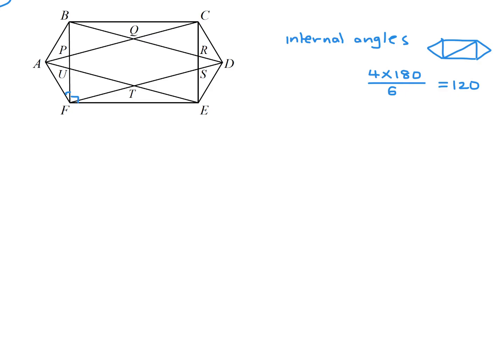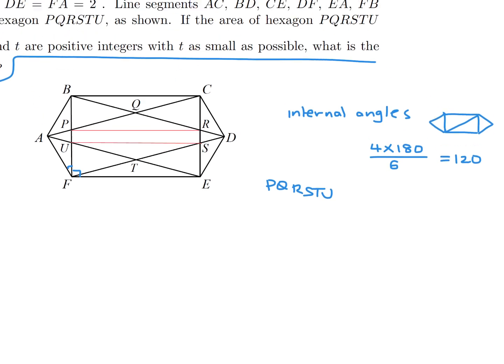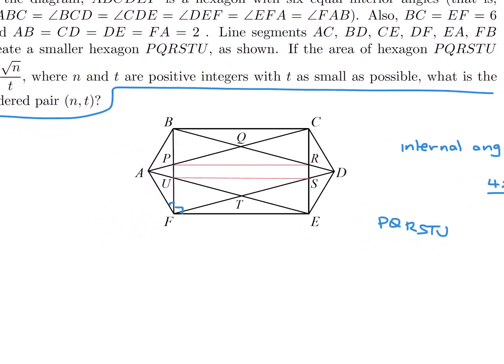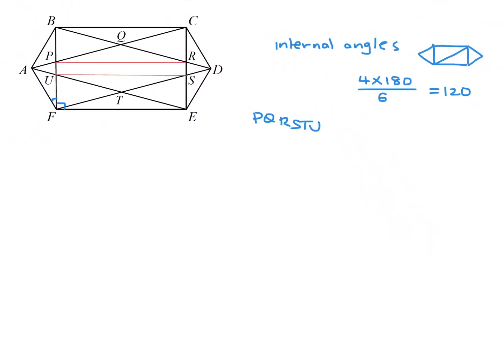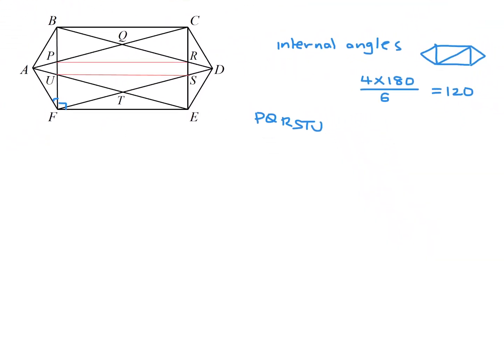Okay, now where do we go from here? I'm going to draw 2 lines. I hope that those 2 lines that I drew in red will help us figure out the area of PQRSTU. Did they give us the area or no? Oh, that's the root n over t. Okay, I got it. Okay, so that is this root n over t business.